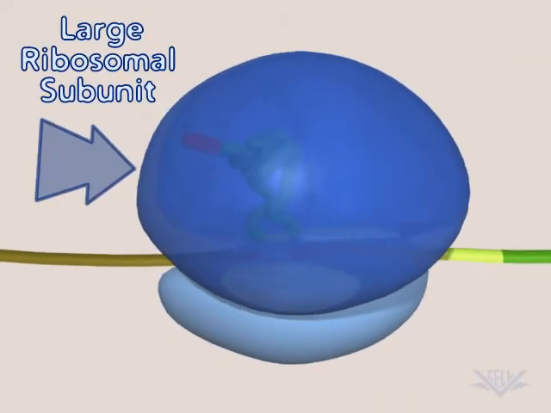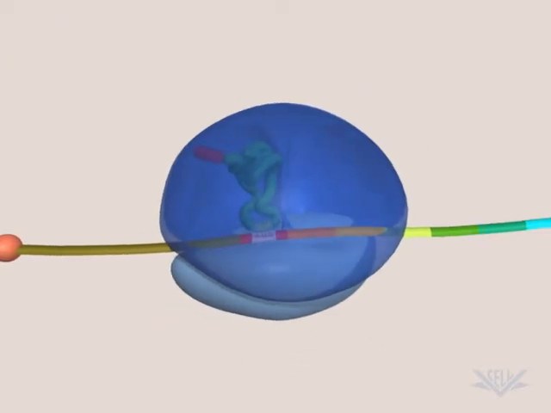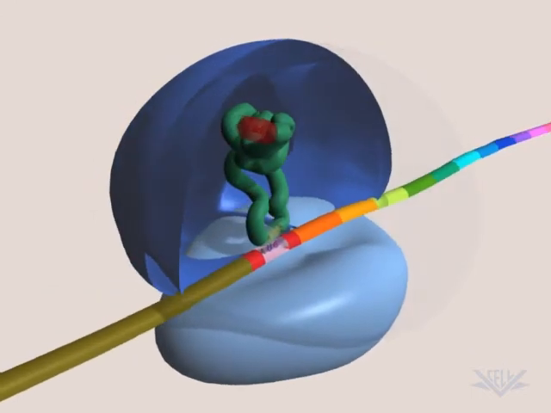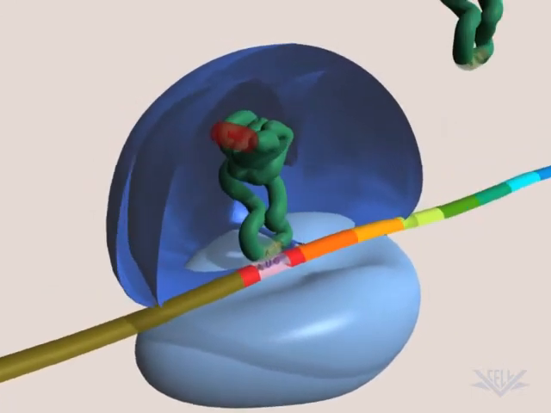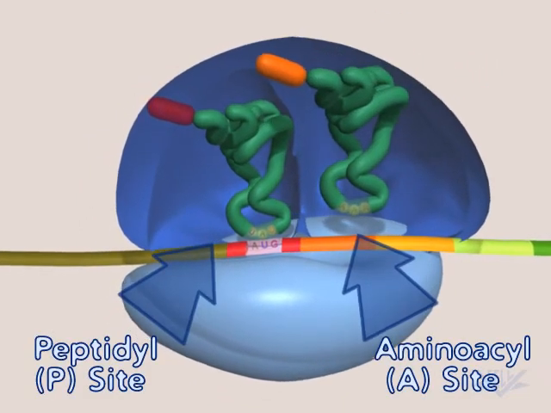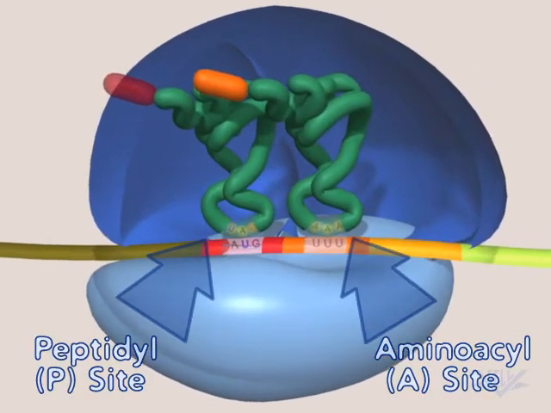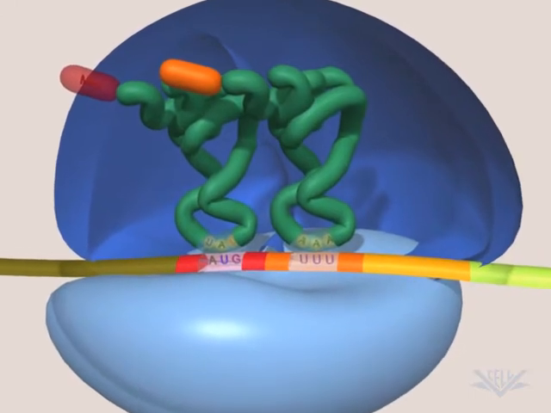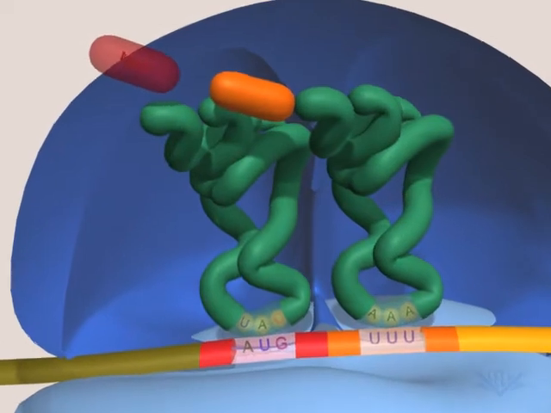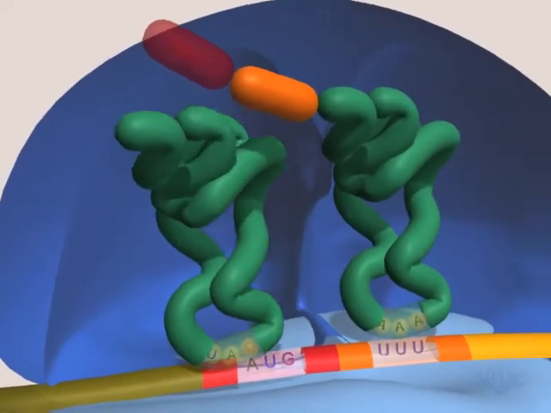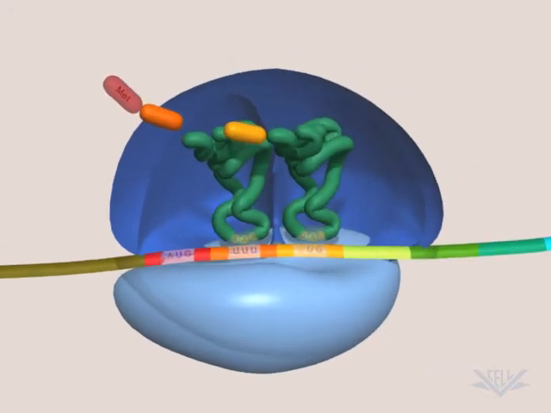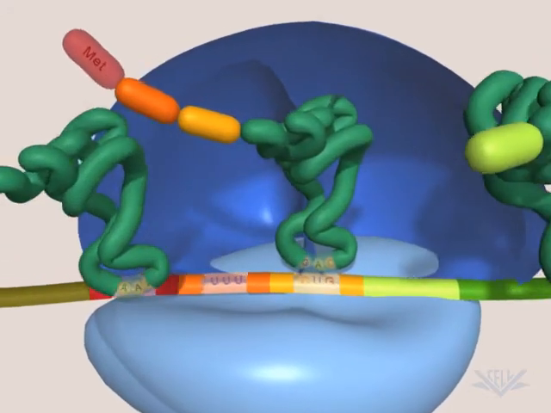The large subunit of the ribosome now binds to create the peptidyl, or P site, and the aminoacyl, or A site. The first tRNA occupies the P site. The second tRNA enters the A site and is complementary to the second mRNA codon. The methionine is then transferred to the A site amino acid, the first tRNA exits, the ribosome moves along the mRNA, and the next tRNA enters.